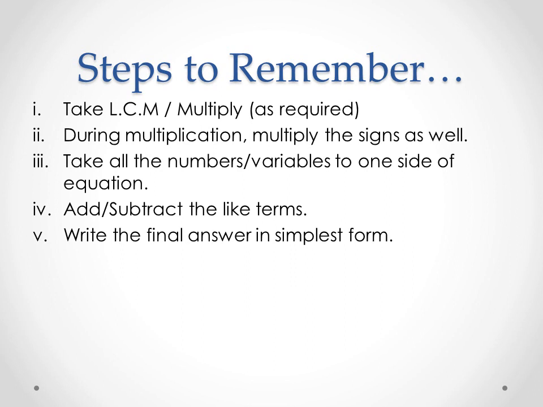You have to remember these simple steps to solve these questions. First step is to take LCM or multiply as required. We have done both the examples. During multiplication, multiply the signs as well. This is the most important step to remember. Take all the numbers and variables to one side of the equation because a quadratic equation is always equal to 0. After that, add and subtract the like terms and write the answer in the simplest form. Writing the answer in the simplest form means that we cannot apply any other mathematical calculation on it.